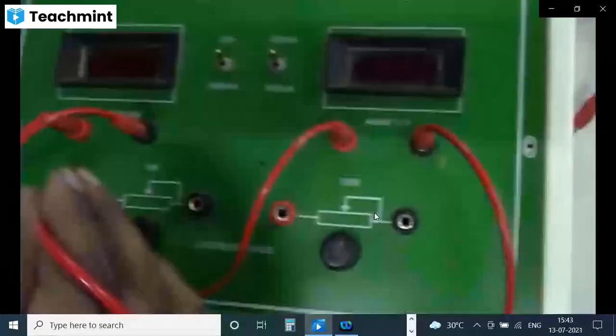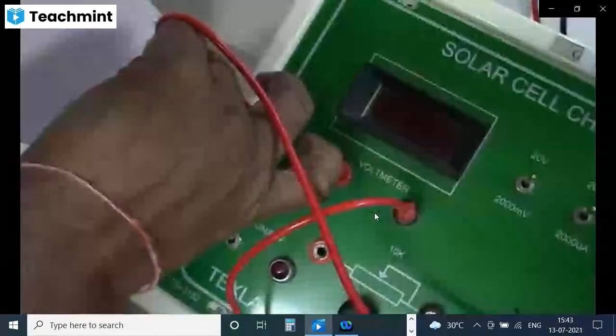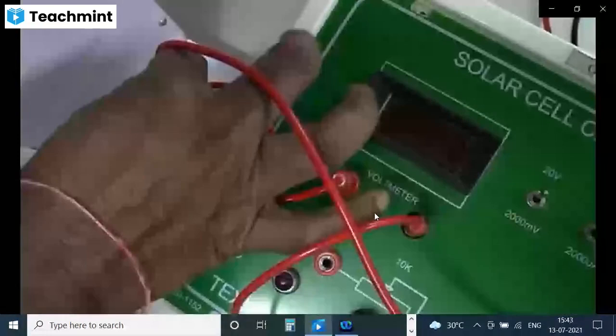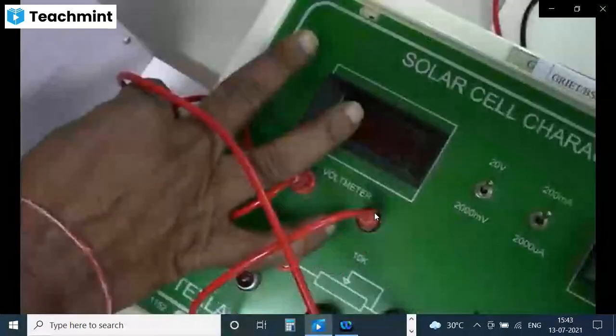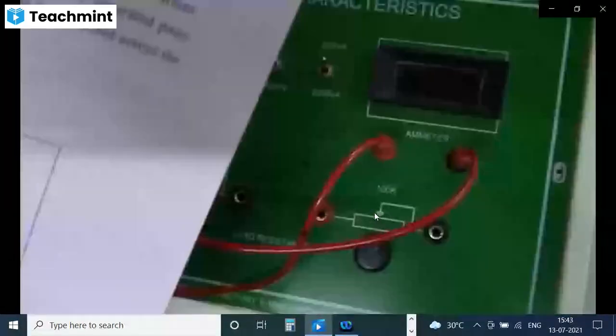Where is the cell negative terminal? Here it is. This is the solar cell negative terminal. So students, is the circuit completed? No. The load resistance is left over.